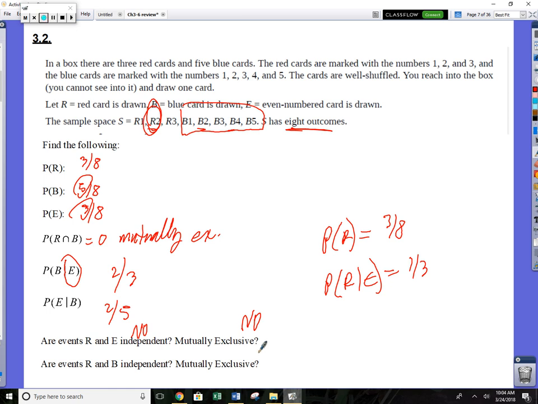Okay, last one. Are the events red and blue independent? We just did this. Red and blue, they are mutually exclusive. That's a yes. Independent.